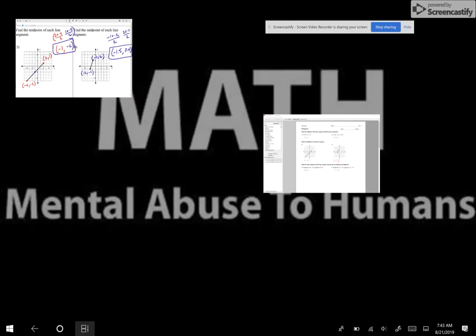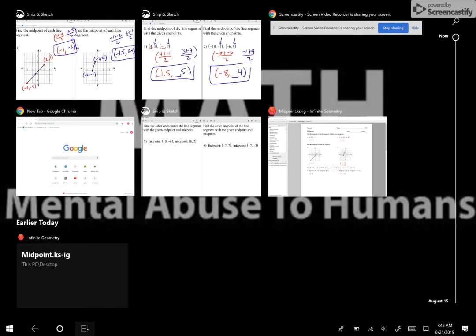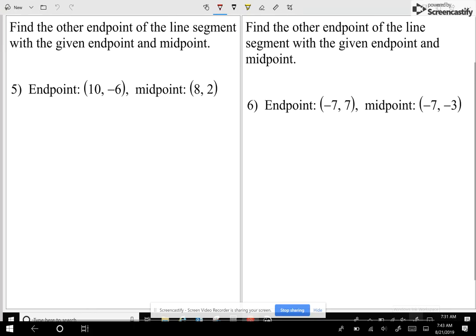Now, to be a little more challenging, we're going to move into something where I'll give you the coordinates of one endpoint. I'll give you the coordinates of the midpoint. Now I'm asking, find the other endpoint. What I mean is, if we have a segment, we have the two endpoints, and we have the midpoint right in the middle. I'll give you the coordinates of one endpoint and the midpoint. I want to know the other.